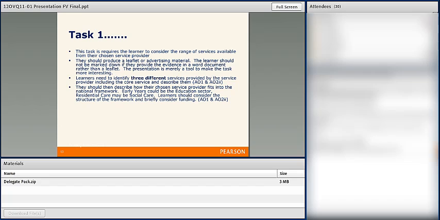So the sort of thing that we would be looking at there would be the structure of the framework and briefly where the funding comes from. Right? So, for example, a private day nursery, the majority of the funding comes from the fees that the parents pay, but there will also be an element that comes down from the government via social services in terms of vouchers, etc. So a brief description of that as well, and that will meet the requirements of that task.